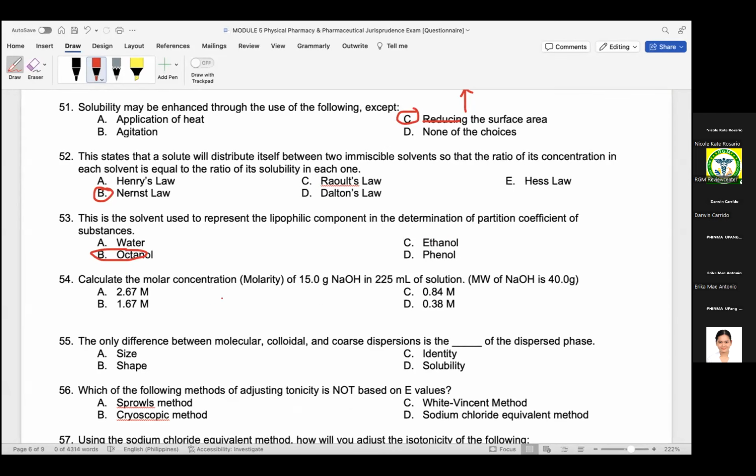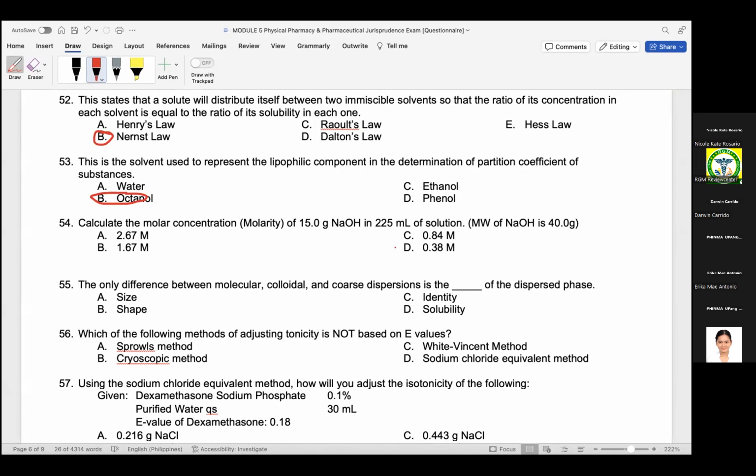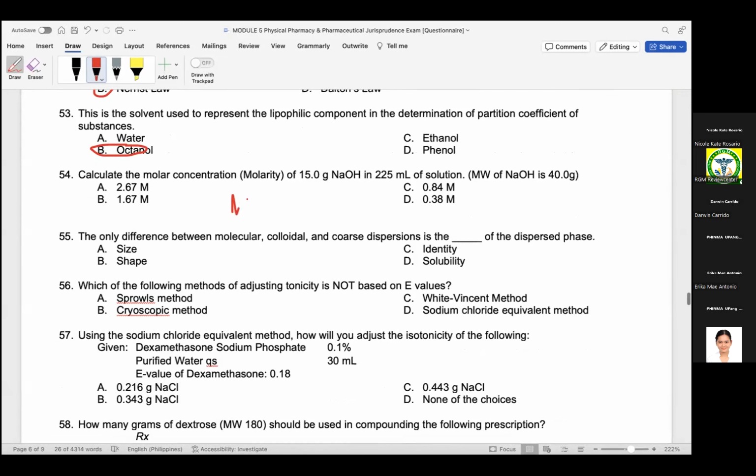Number 54. Calculate the molar concentration or molarity of 15 grams of sodium hydroxide in 225 ml of solution. So, molarity is equal to moles of solute per liter, right? The moles of solute was not given, but you know that this is equal to weight in grams over molecular weight. The weight in grams is given, 15 grams. The molecular weight is 40 grams. Just divide by 225 ml or 0.225 liter.